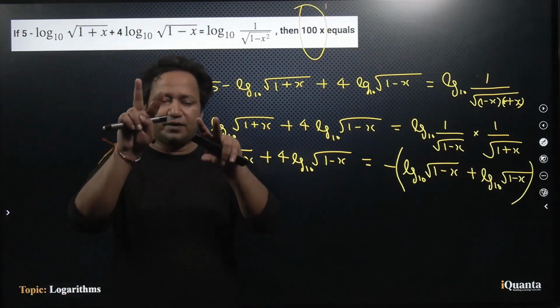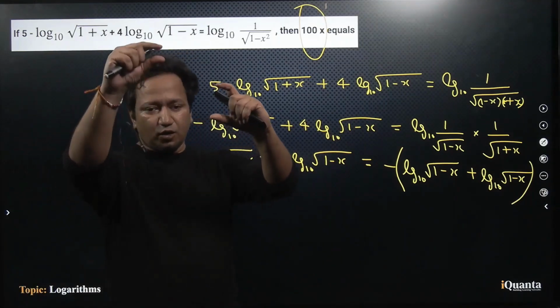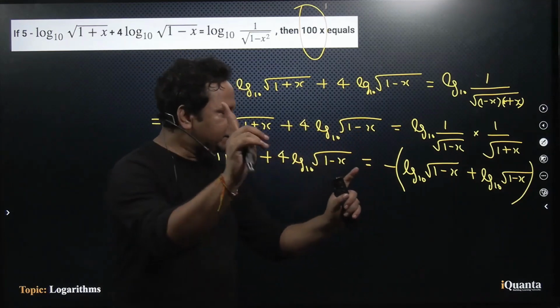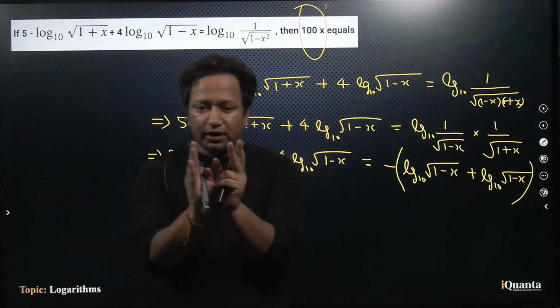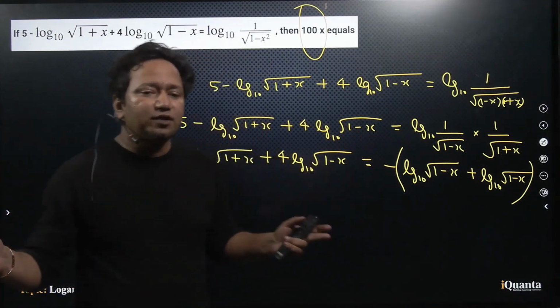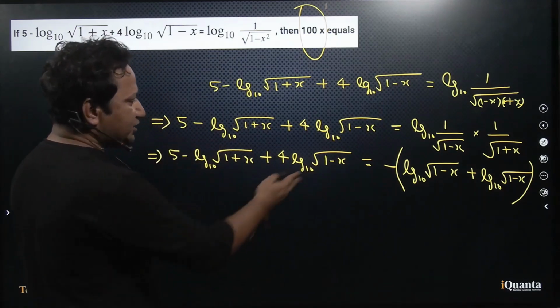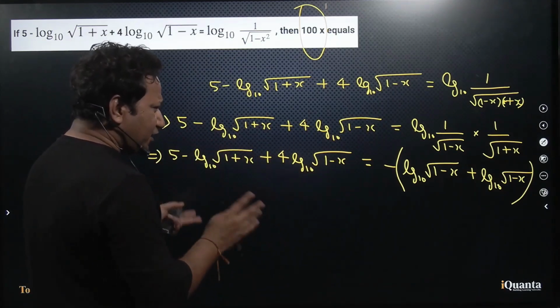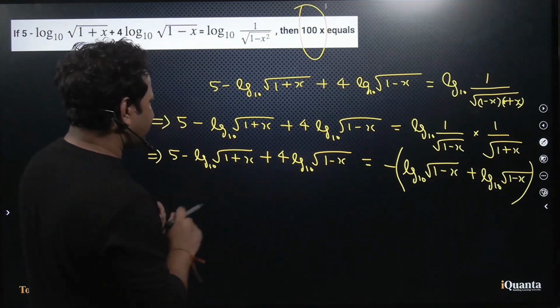So we have used two properties of logs. One is log 1 by a is minus log a. The other thing is log a multiplied by b is log a plus log b. So we have just used both the properties to get this. Now we'll do some shifting and everything, and let's see what happens.